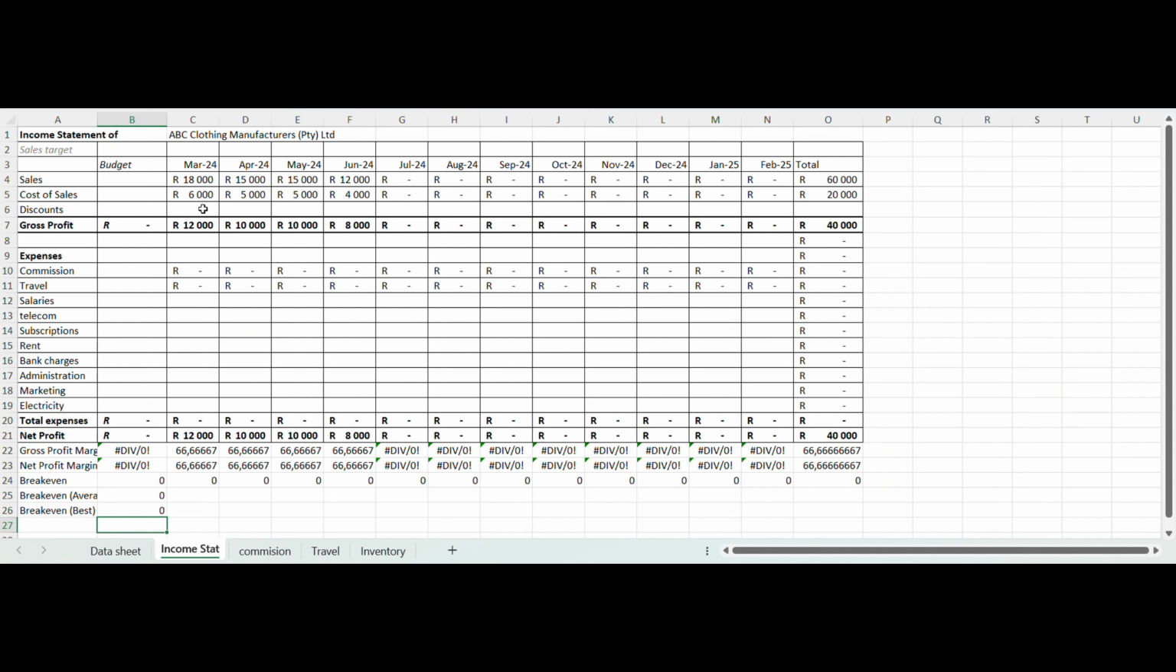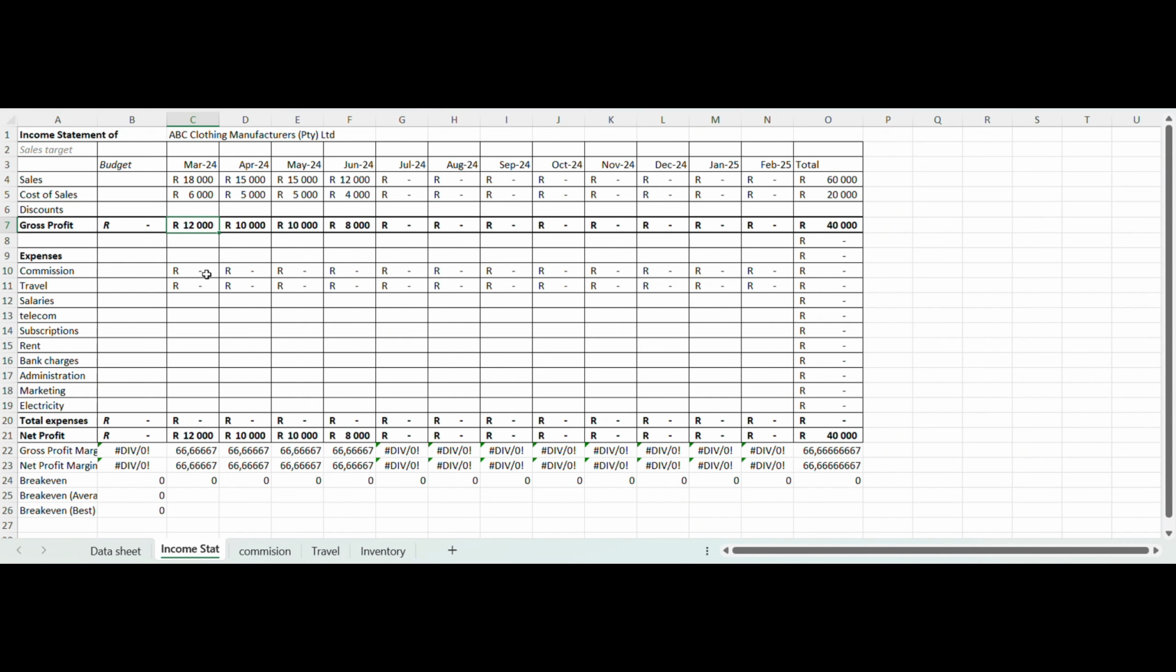I've added a section here on discounts because sometimes mentees may give discounts to people based on the number of dresses sold. So maybe you get a 20 Rand discount. So it's important to put those figures in here so that it is shown in your gross profit.